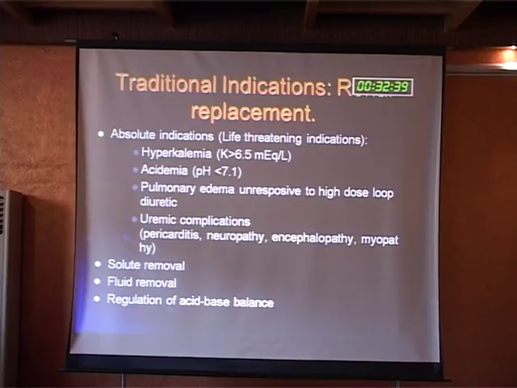And pulmonary edema unresponsive to a high dose of loop diuretics. I use up to about 200 to 250 milligrams of furosemide before I really say that it is not responding to high dose diuretics. And uremic complications like pericarditis, neuropathy, encephalopathy are very late. We hardly ever wait for these things to appear in our AKI patients to do dialysis, but these are all traditional indications. More often the indications have been softer, where solute removal becomes a primary factor. Even not waiting for a urea of about 300, maybe around 200 or so, rapidly rising, I think you should intervene.